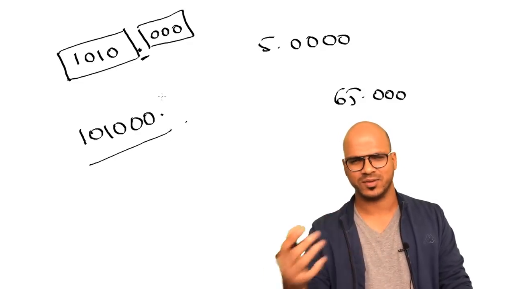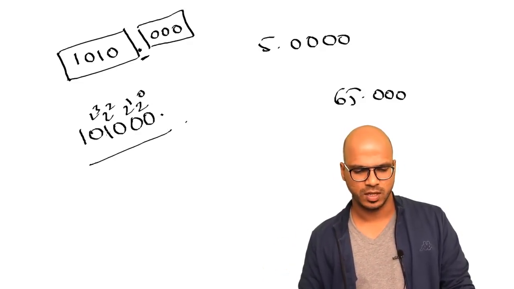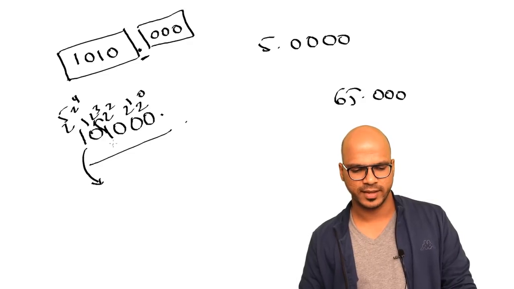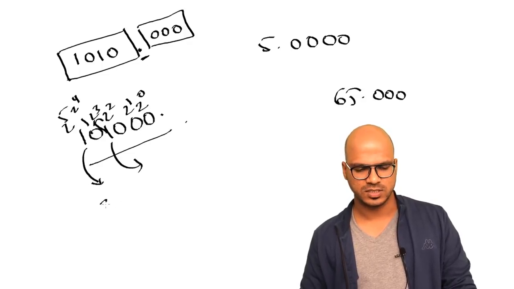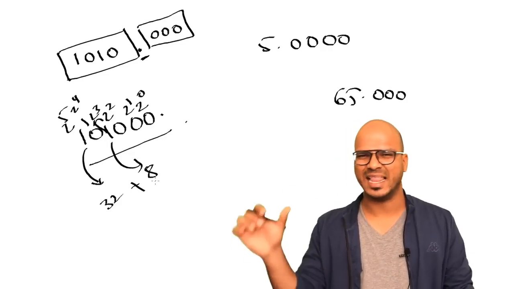Now how do you verify? Go with the normal calculation, right? 2 to the 0, 2 to the 1, 2 to the 2, 2 to the 3. So this 1 is 2 to the 3, and then we got 2 to the 4, and then 2 to the 5. So consider this one and consider this one. This is 32 and this is 8. So 32 plus 8 is 40, right? So we got the answer. That's how you find left shift.